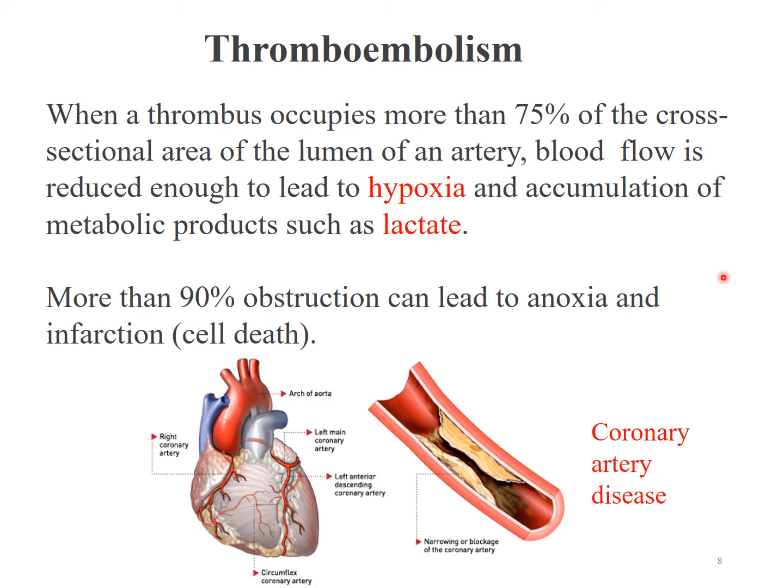So coronary artery disease is one good example of thromboembolism because it's caused by the narrowing of your arteries due to the accumulation and deposits of cholesterol. So with that, you can imagine how easily a blood clot can form over here and shut off the oxygen supply to your cardiac tissues.